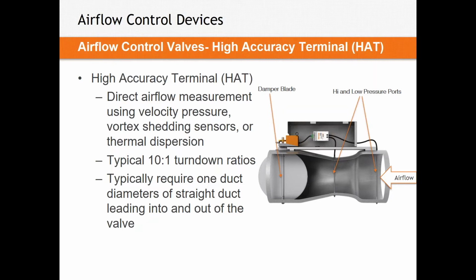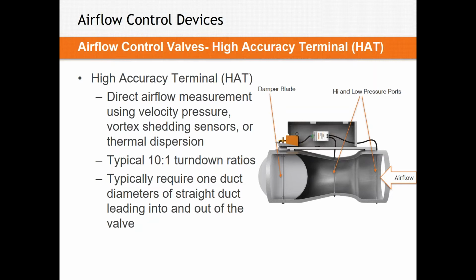What you see on the screen here is not the only version of a high accuracy terminal or a closed loop valve on the market. This is one variety. But the really defining feature of this high accuracy terminal is it compresses airflow. And really what I'm saying is it generates its own pressure drop. So this does two things for us.